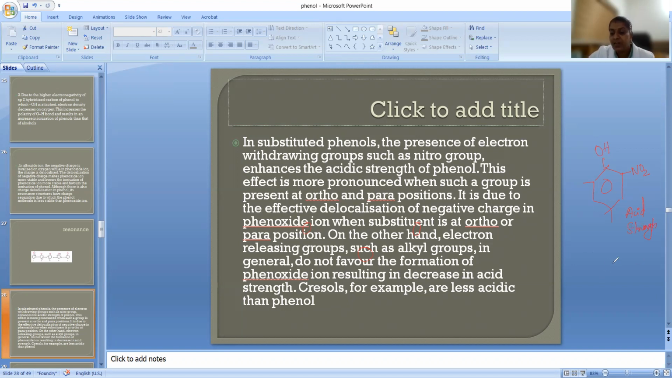But if you have a substituent like an electron releasing group, like CH3, it will release electrons towards the ring, so that the dragging of electrons from the oxygen atom decreases. It becomes less because there is an electron releasing group present in the ring. So an electron releasing group decreases the acid strength, and an electron withdrawing group increases the acid strength of the phenol.